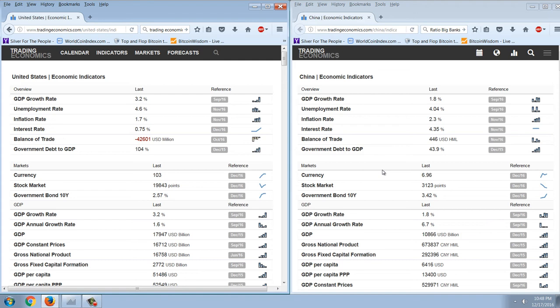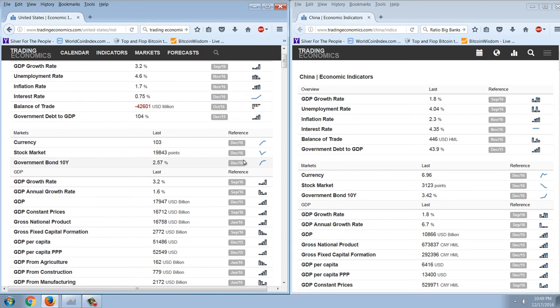Next one is government debt to GDP. You can see that the United States is over that 100% mark. That's a really, really key point. A lot of economists argue that once you pass that point, there is no return. That is beyond the point of no return. Whereas China is at a very low 43.9% government debt to GDP.